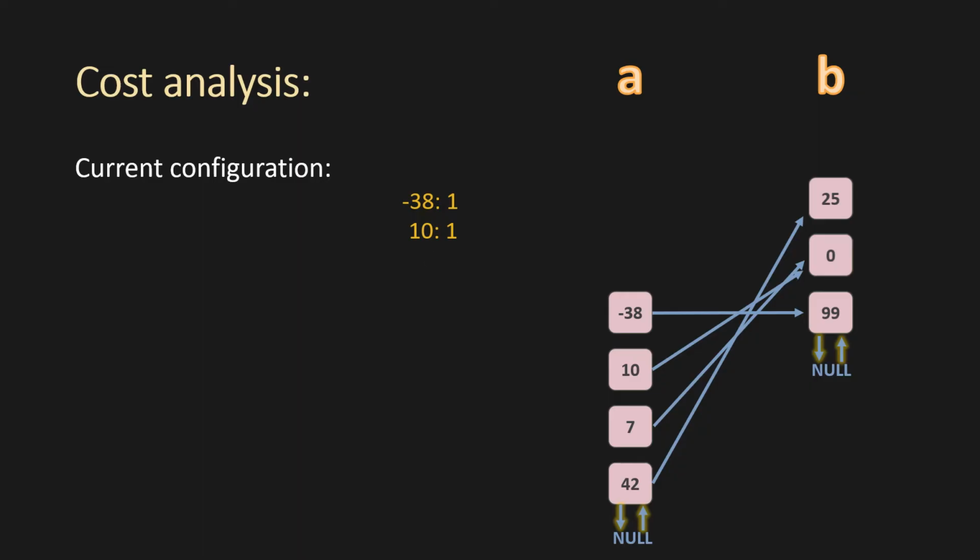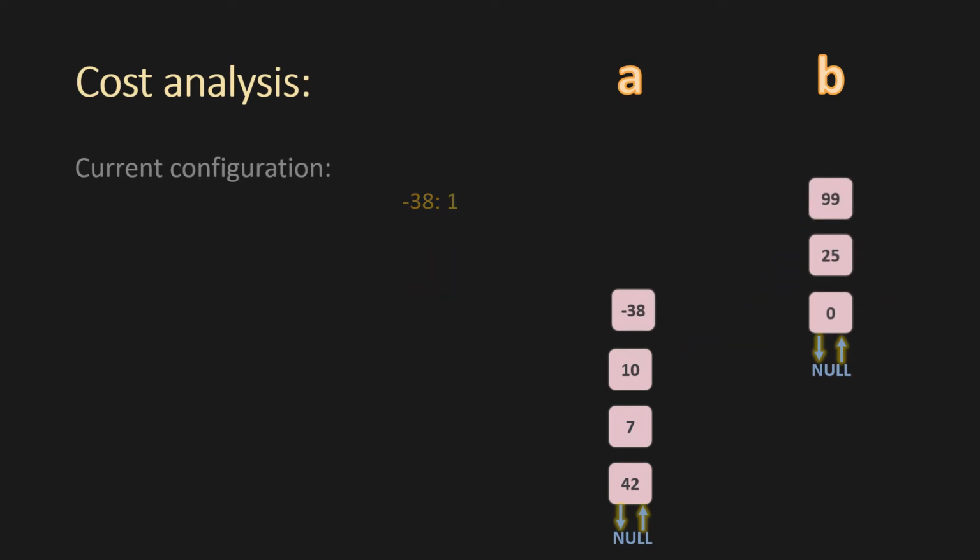The push cost for 7 is 3, and the push cost for 42 is 1 because we only need to reverse rotate A to take 42 to the top. As you can see, we haven't found a push cost that is cheaper than minus 38, so we'll go ahead and do the operations and push minus 38.